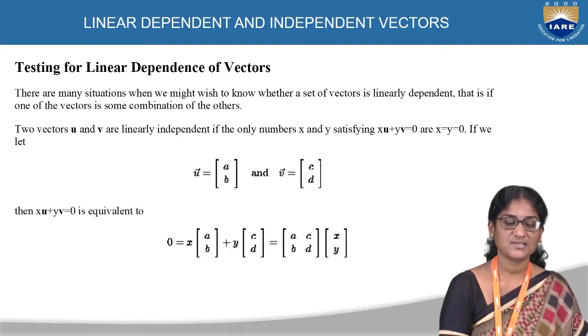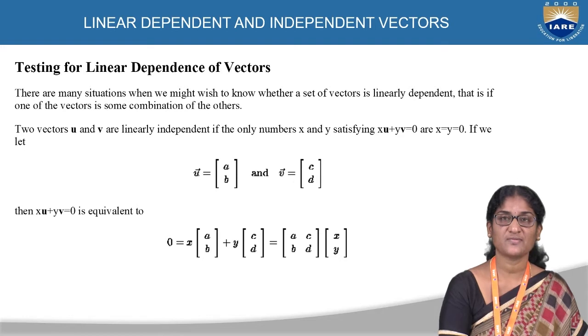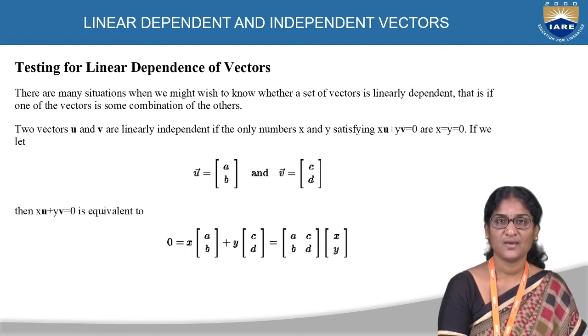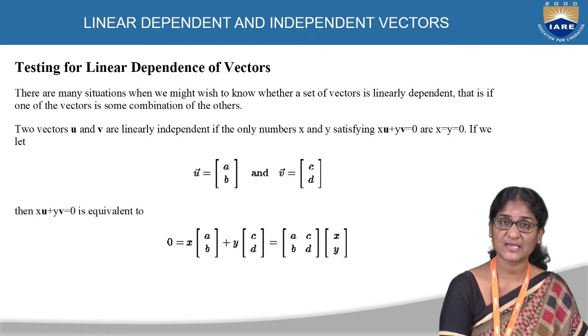Now, testing for linear dependence of vectors. There are many situations where we might wish to know whether a set of vectors is linearly dependent, that is, if one of the vectors is some combination of the others. Two vectors u and v are linearly independent if the only numbers x and y satisfying xu plus yv equal to 0 are x and y both equal to zero. The linear combination of u and v with respect to x and y, where x and y are the scalars, is equal to 0.